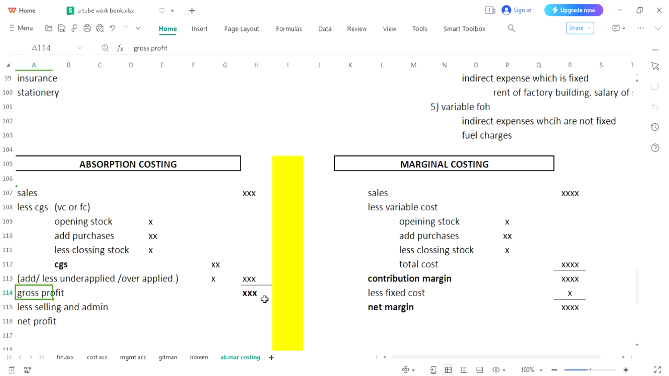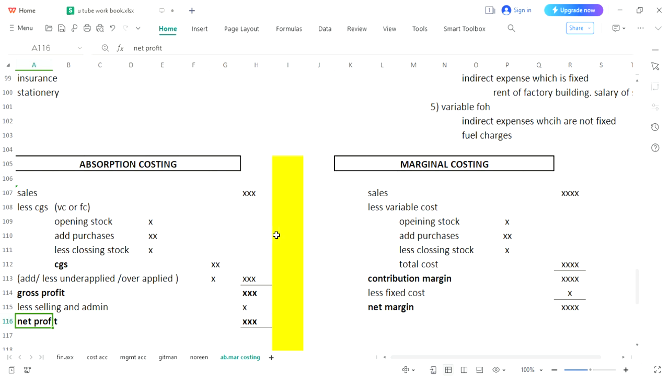We are highlighting it, and then selling and administrative expenses would be given. You will write them over here, and finally you will be able to calculate your net profit. How? You will subtract your selling and administrative expenses from gross profit, and you will get your net profit. We are highlighting it. Okay, this way statements for marginal costing and absorption costing are completed.